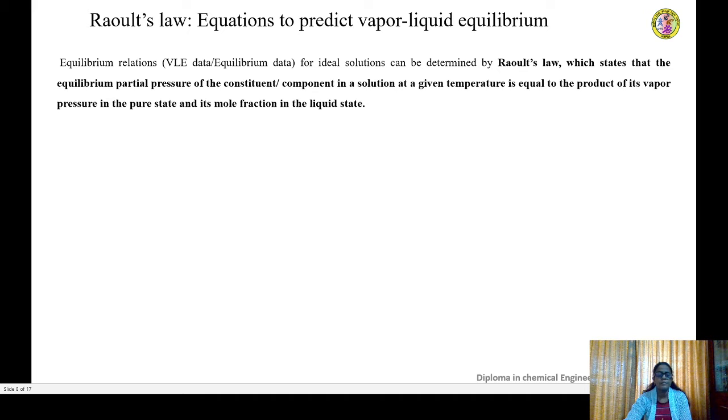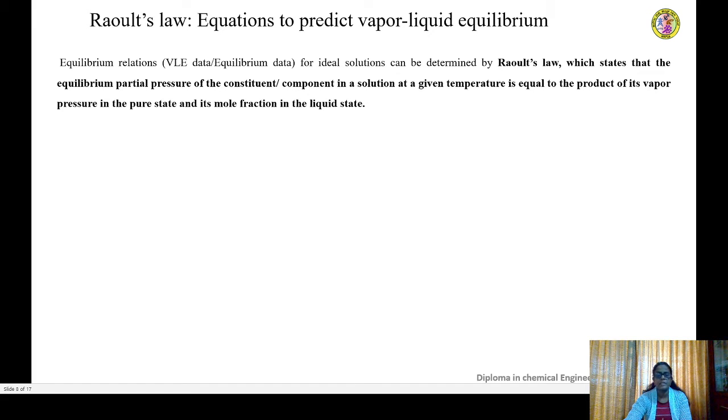Raoult's law states that the equilibrium partial pressure of a component or a constituent in a solution at a given temperature is equal to the product of its vapor pressure in pure state and its mole fraction in liquid state. The partial pressures are usually represented by small p. If it is an equilibrium partial pressure, then we mention it with a star, that is p star represents partial pressure. So, the partial pressure of a component in a given solution will be equal to the product of its vapor pressure represented by capital P and the mole fraction in liquid state, that is represented by small x.